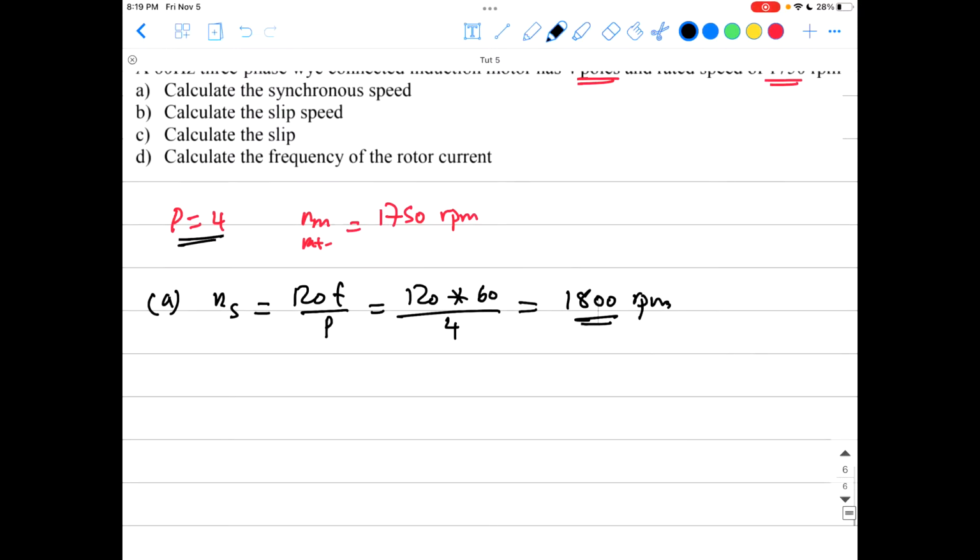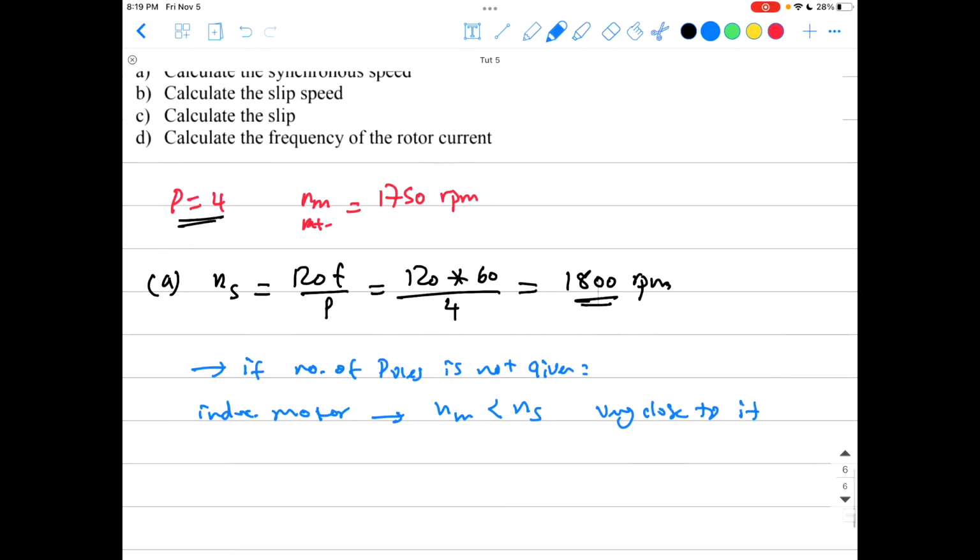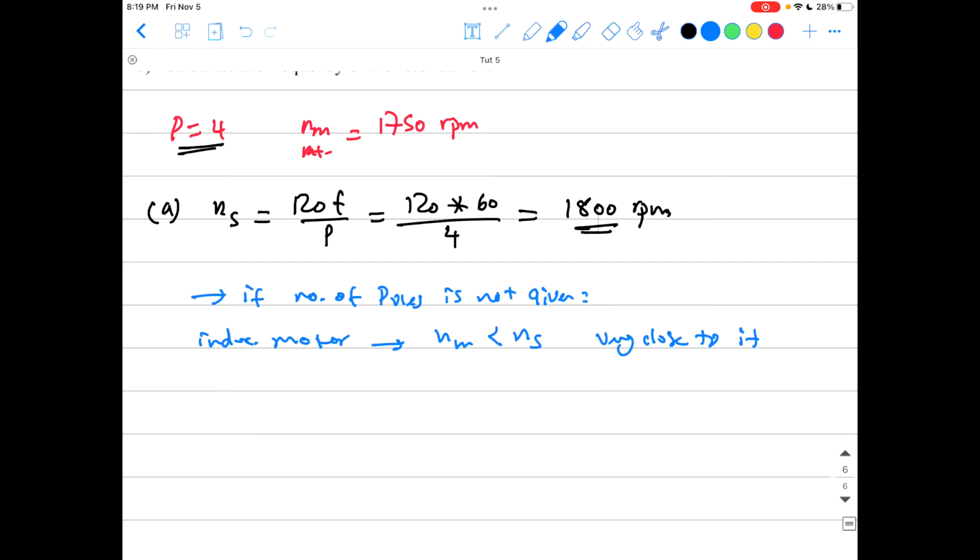How is this? Let me just say the number of poles is not given. Because for an induction motor, you know that the mechanical speed Nm is less than the synchronous speed, but it's very close to it. So if you don't have any idea about the number of poles, you just start making yourself a table. The number of poles for any kind of machine is an even number, pairs of poles all the time. So it can be 2, 4, 6, 8, 10, 12, and so forth.